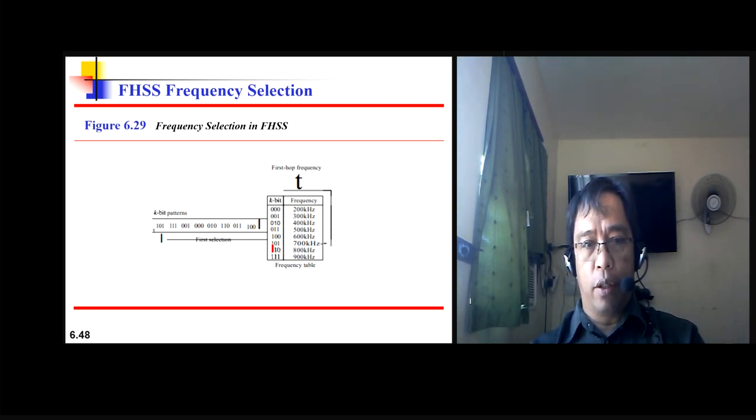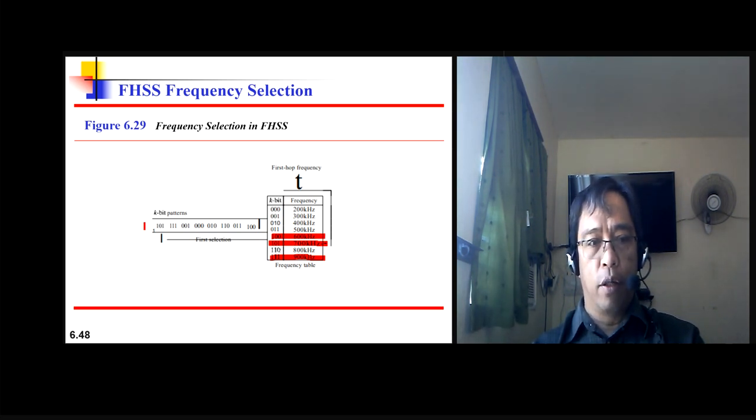The frequency selected is 700 kHz. The second key bit pattern selected is 111, which selects the 900 kHz carrier. After 8 hoppings, the pattern repeats. The eighth pattern is 100. The frequency is 600 kHz. After 8 hoppings, the pattern repeats starting from 101 or 700 kHz.